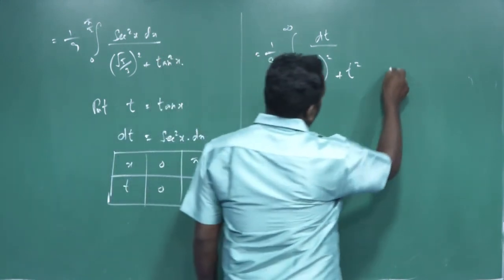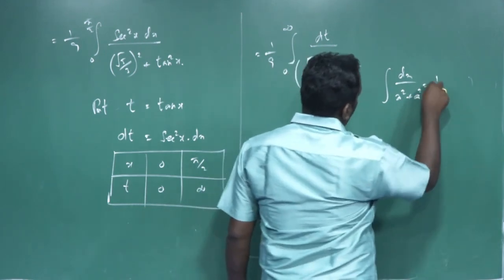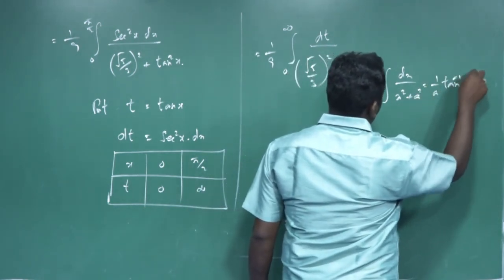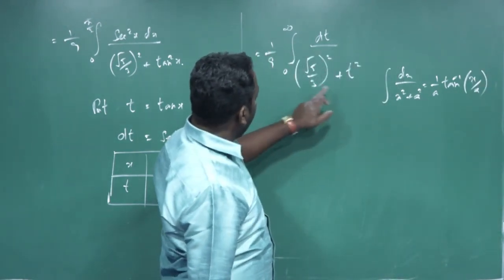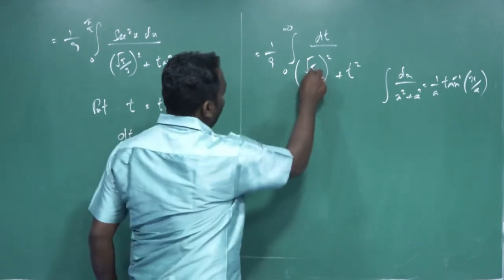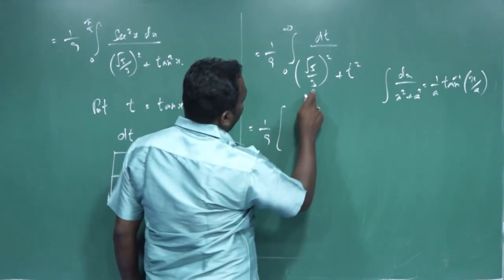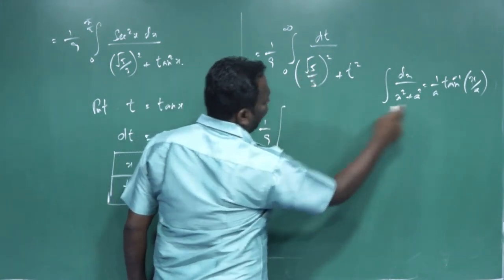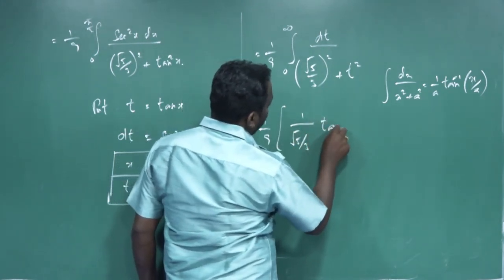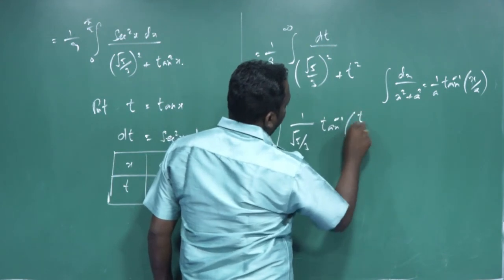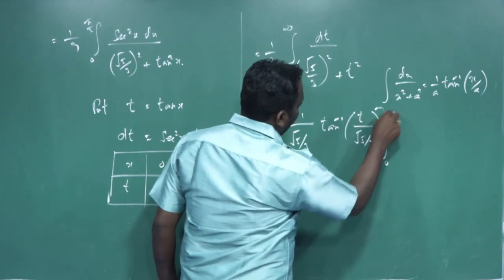Now we already know the integral of dx by x square plus a square is equal to 1 by a into tan inverse of x by a. That is the integral formula. Here x is t and a is root 5 by 3. That is equal to 1 by 9 as it is. Now the integration, with a equal to root 5 by 3: 1 by a, 1 by root 5 by 3, tan inverse of t by a, equal to t by root 5 by 3. The limits are 0 and infinity.